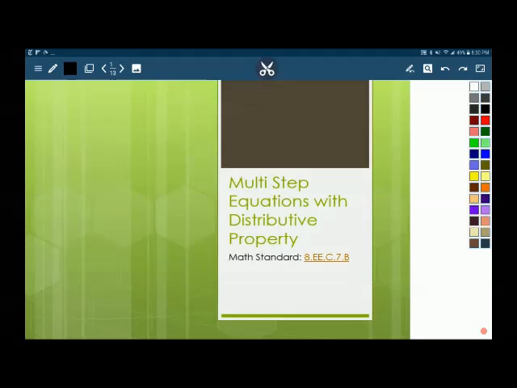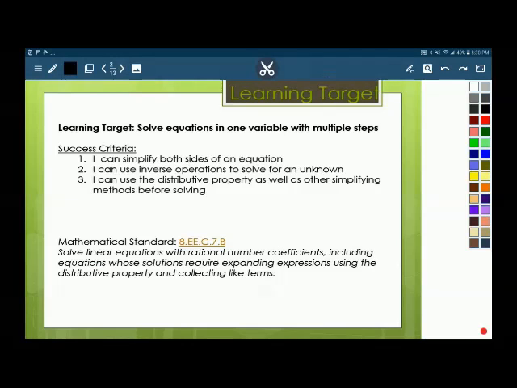Hey guys, welcome back. Today we're going to be talking again more about multi-step equations. This time we're going to really focus on using the distributive property. I know we did use the distributive property more so when we were clearing fractions, but we're going to not only practice that more today, but we're going to practice solving multi-step equations when there's parentheses already involved. We're not actually manipulating the equation to have those parentheses.